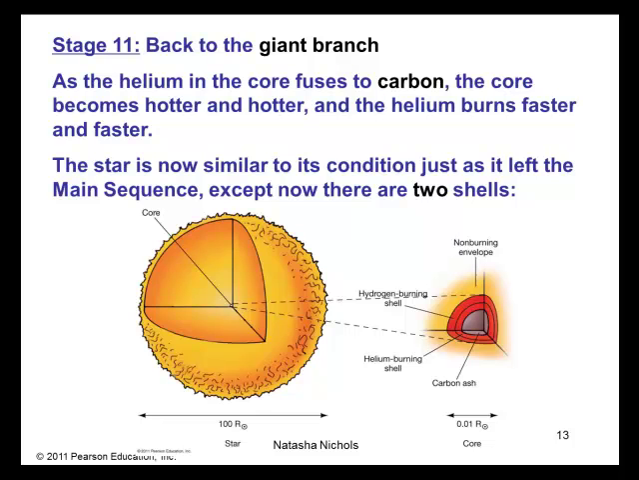Stage 11. Back to the giant branch. As the helium in the core fuses to carbon, the core becomes hotter and hotter, and the helium burns faster and faster. The star is now similar to its condition just as it left the main sequence, except now there are two shells. There is the non-burning envelope, followed by the hydrogen-burning shell, followed by the helium-burning shell, and in the very center, the carbon ash that's left over.